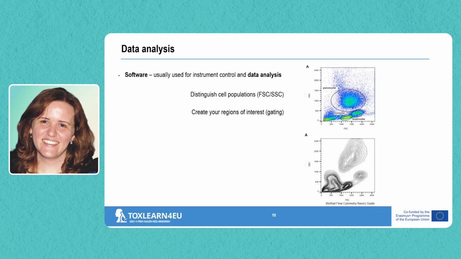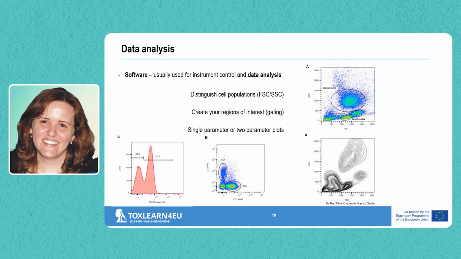Then what we do is create regions of interest. For example, imagine that you are interested just in lymphocytes. So you create a region around here, and software will allow you to create oval regions or circular regions, or even dot to dot regions. So you will have a number of possibilities to create a region, so that in the next plots that you create, the results will be focused only on this region, okay?